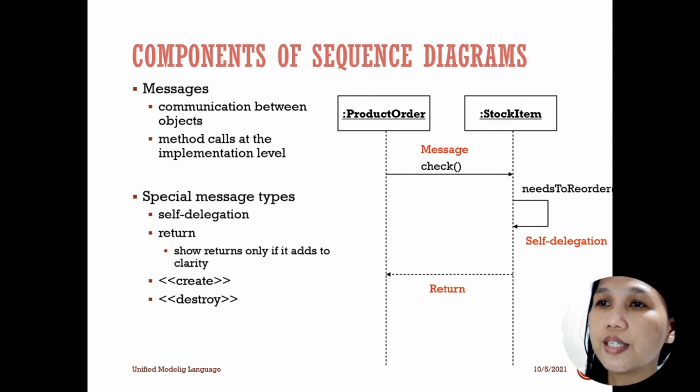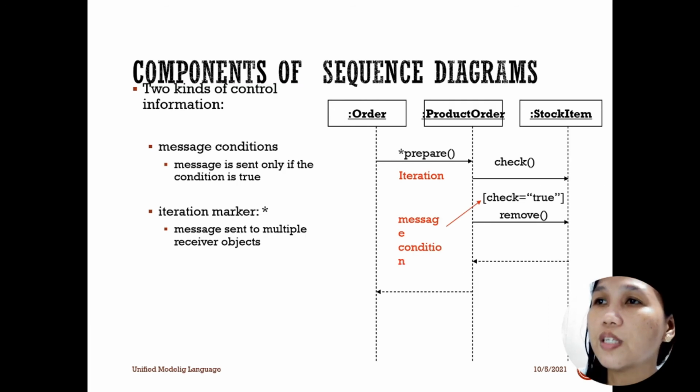We also have the messages and the special messages. Messages are the communication between objects. For example, in our example diagram on the right, we have the product order, and its message will check the stock items. Then we have needs to reorder, another arrow back to the stock item. Then we have the special messages, which is a self-delegation. It shows returns only if it adds clarity, or if it will be creating or destroying.